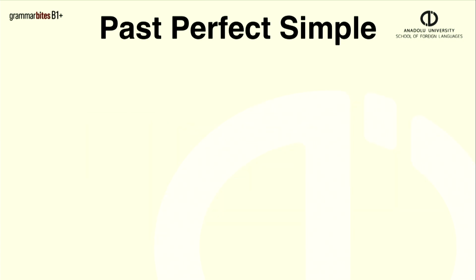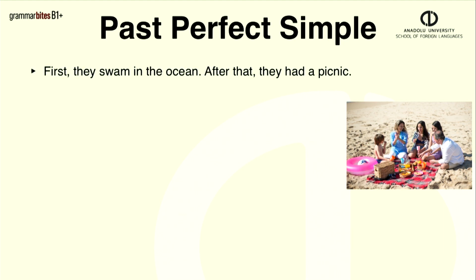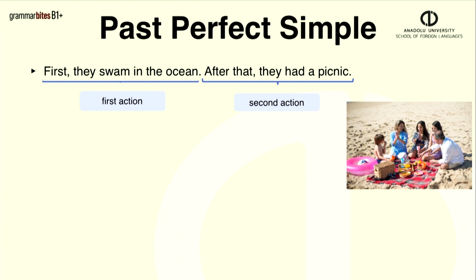Before and after are other time expressions that we can use in the past perfect simple. They are a bit tricky, so we should be extra careful. Let's see an example first. First, they swam in the ocean. After that, they had a picnic. Here, we know that this is the first action because it starts with first. And this is the second action. When we want to rewrite this sentence using the past perfect simple, we should write before instead of after that.